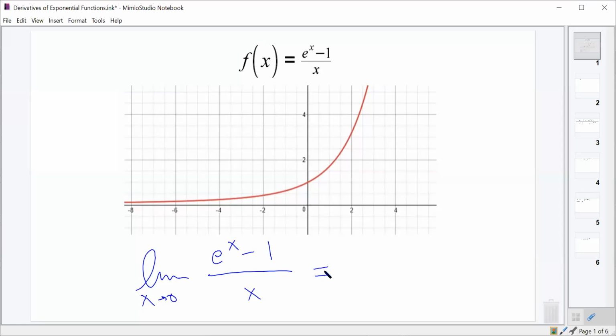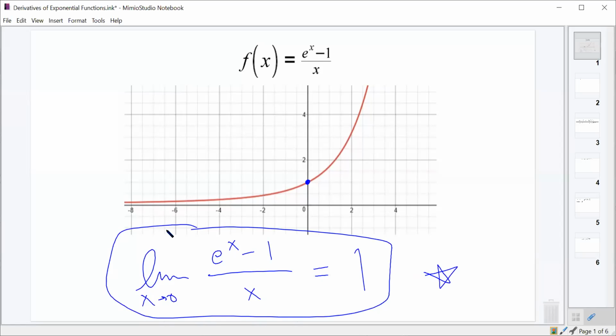It looks like it equals 1. Looks like it equals 1, doesn't it? You guys all agree with that? Sure looks like 1. Yep. It's 1.